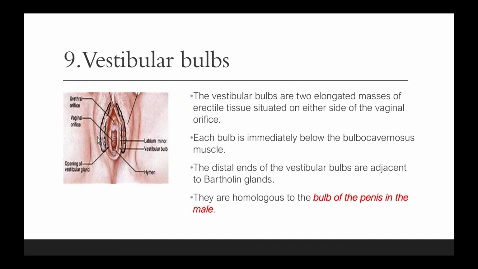So, the vestibular bulbs are two elongated masses, as you can see here in this picture. These are elongated masses of erectile tissue situated on either side of the vaginal orifice. Each bulb is immediately below the bulbocavernosus muscle. The distal ends of the vestibular bulbs are adjacent to the Bartholin's glands, and they are homologous to the bulb of the penis in the male.